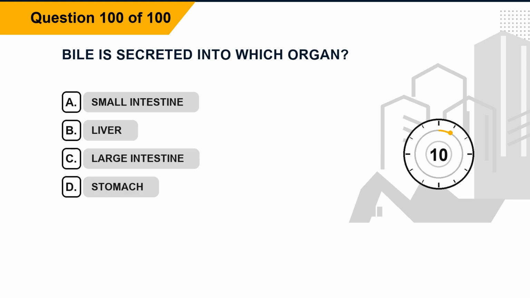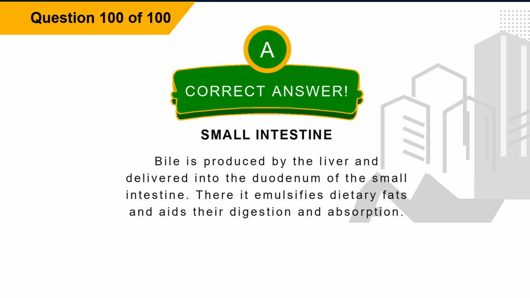Question 100. Bile is secreted into which organ? Option A, small intestine. Option B, liver. Option C, large intestine. Option D, stomach. The correct answer is option A, small intestine. Explanation. Bile is produced by the liver and delivered into the duodenum of the small intestine. There it emulsifies dietary fats and aids their digestion and absorption.